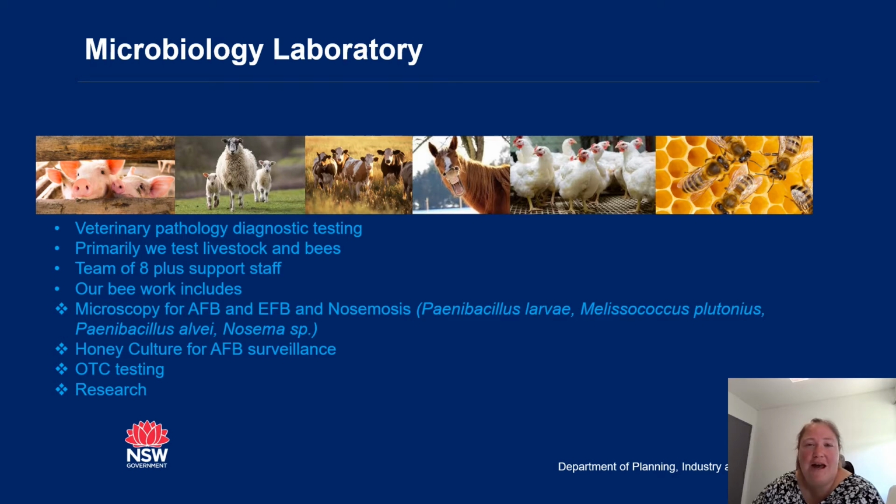And mainly we are a veterinary pathology diagnostics testing lab, and we usually test livestock and bees. But we do also get wildlife and domestic animals in, as well as exotic animals from zoos. So we have quite a range of tests that we run. We have a team of 8, plus we have support staff. And our bee work includes microscopy for AFB and EFB detection, Nosema detection, we do honey culture for AFB, we do OTC testing, and we have a small section running some research on our bee work.